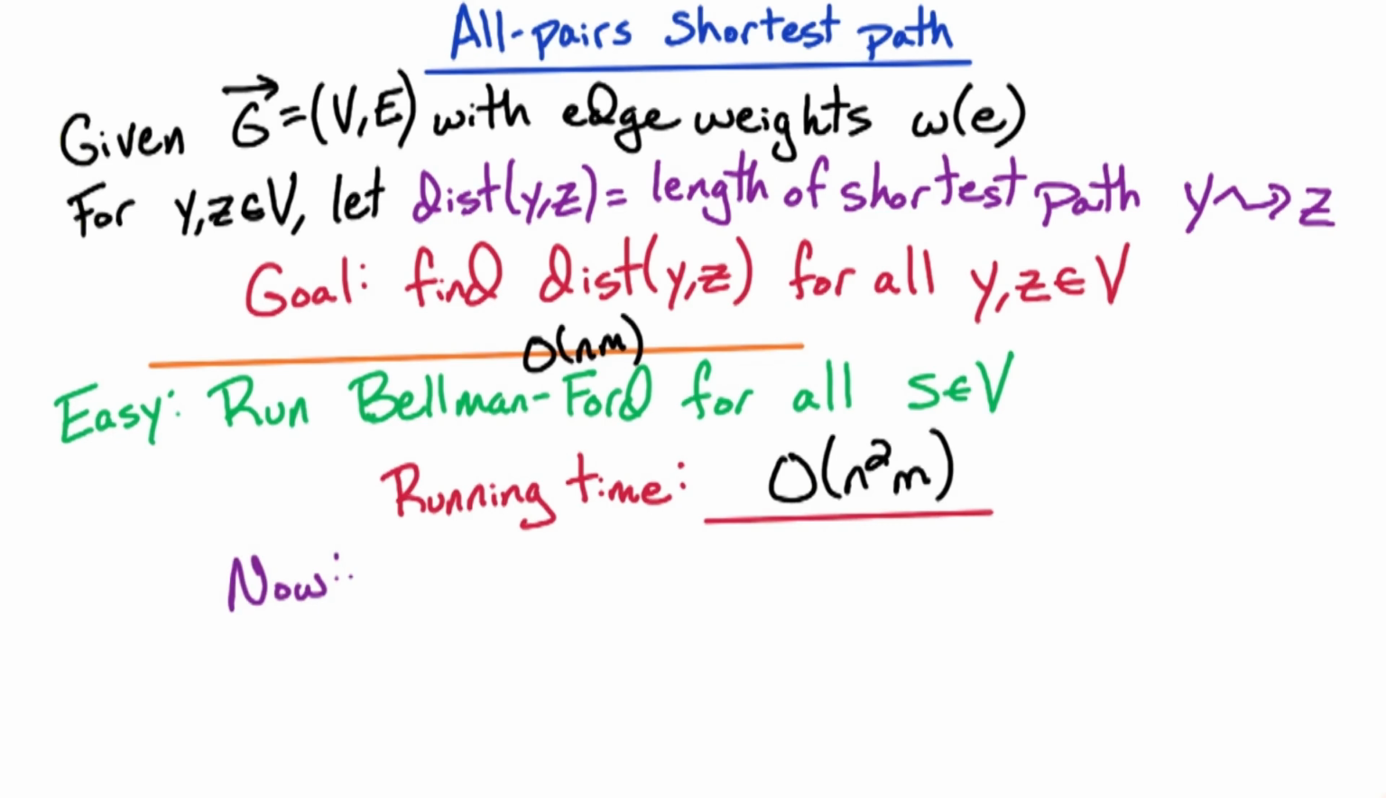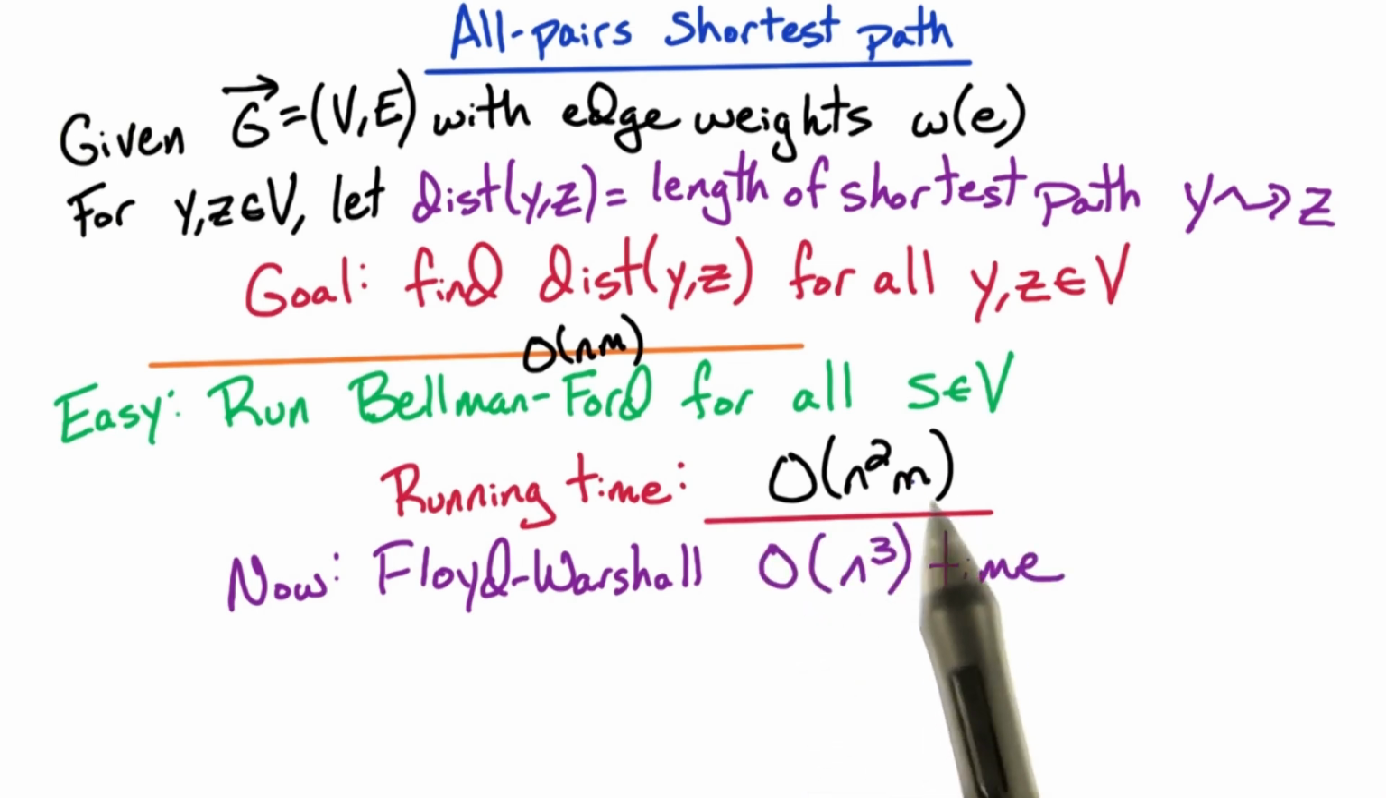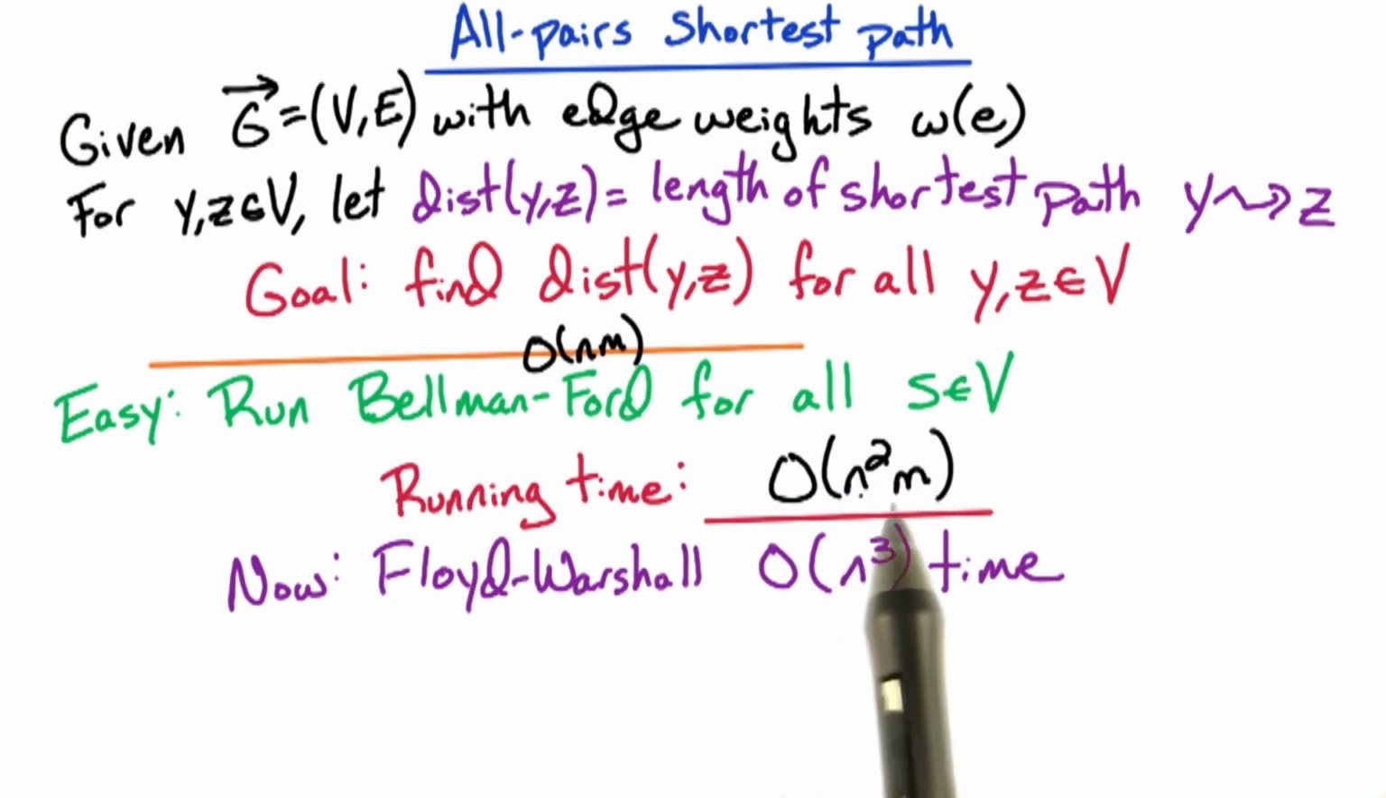What we're going to do now is a direct algorithm for this problem. This algorithm is called Floyd-Warshall algorithm, and the running time is going to be order n cubed. So it's better than this, because in this case, m, the number of edges of the graph, can be up to n squared. And if the graph is connected, it's going to be at least n minus 1. So this is possibly n to the fourth, whereas this is n cubed.